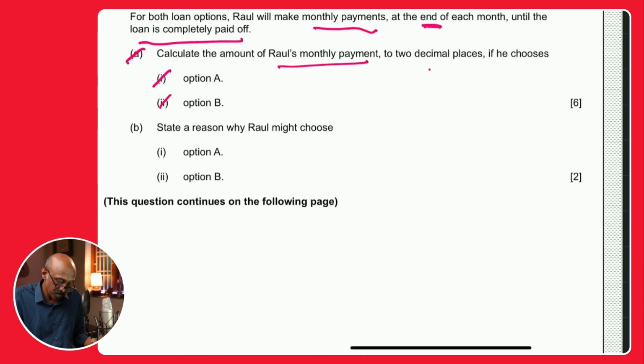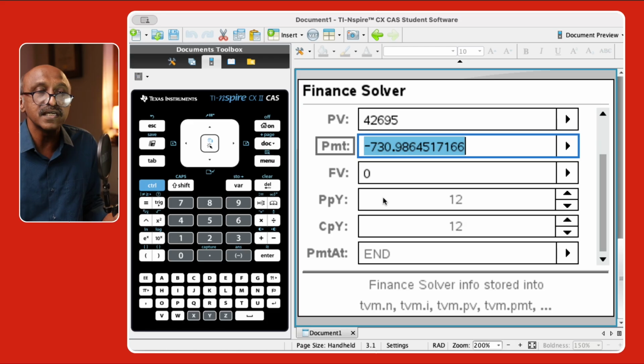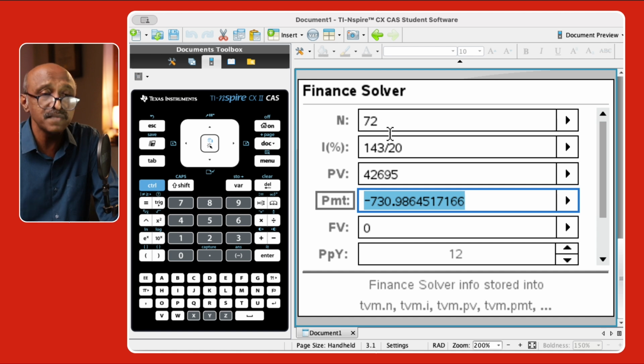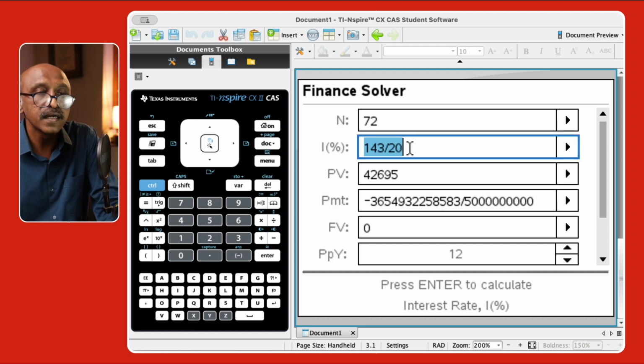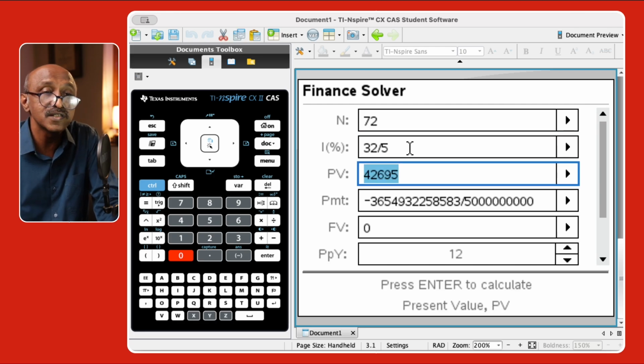Fine. Option B now. Everything remains the same except for the interest, which is 6.4%, and it's 80% of the purchase price. So how does that change things here? I think the TI Inspire makes it very easy. So this is the present value, right? So let's just change one by one. The N remains the same because it's the same 6 years. Interest changes. So let's just go here and I'll make it 6.40. And I think the moment you hit tab, it'll convert it into the exact value. Can you see that?